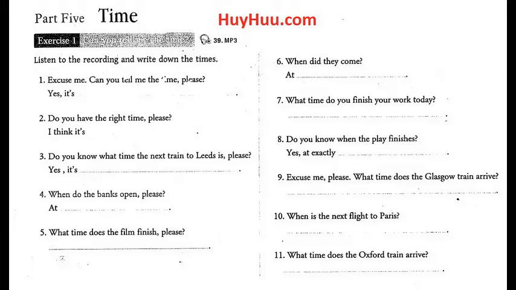11. What time does the Oxford train arrive? 18:30. 12. When does the Tokyo flight leave? 19:40. 13. What's the next train to Liverpool? 5:10. 14. What time does the London train arrive? 7:20. 15. When does your mother come? 9:30. 16. When does the teacher come? 8:10.